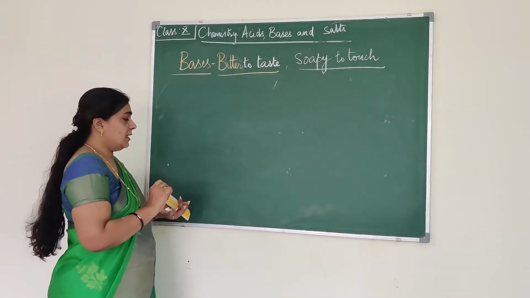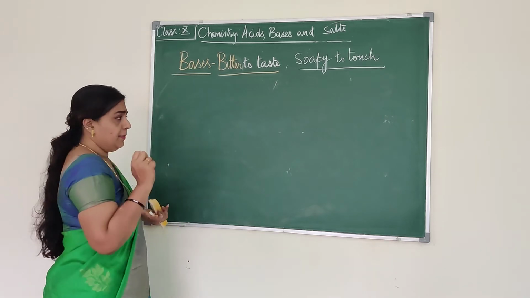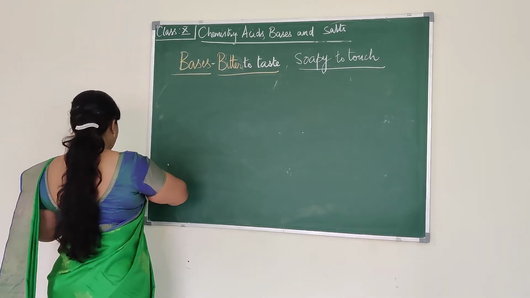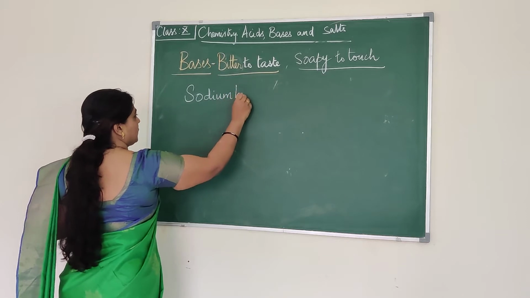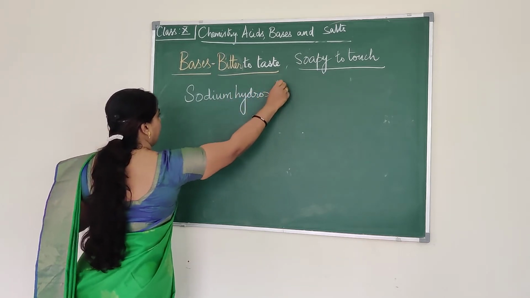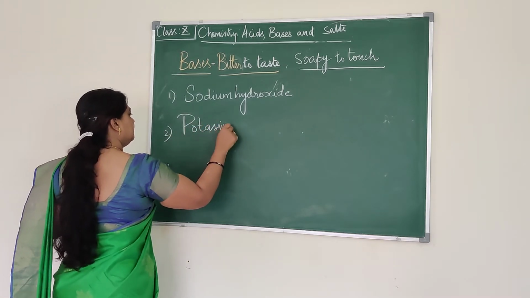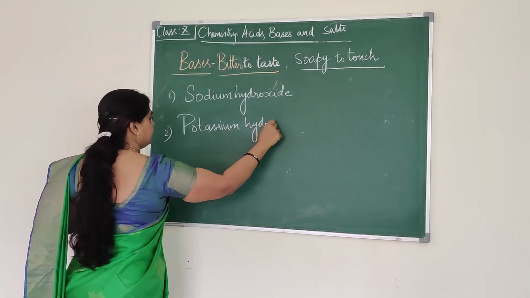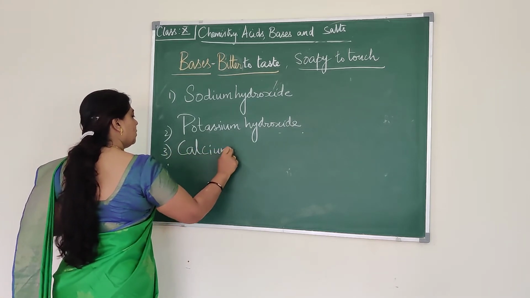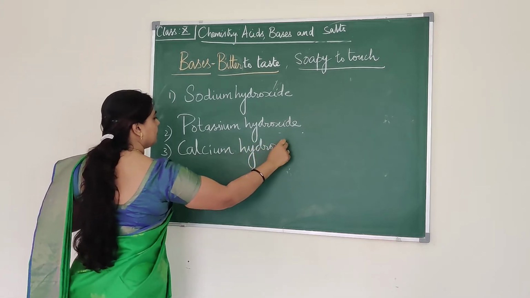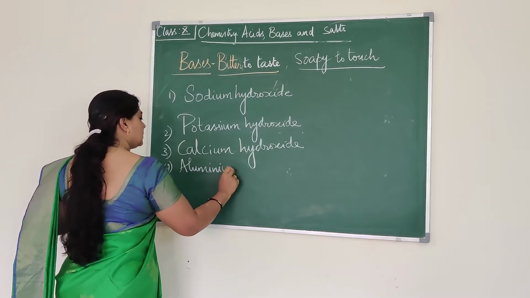So bases are bitter to taste. Let us learn a few examples of bases. One fine example which you can remember is sodium hydroxide. Potassium hydroxide. Calcium hydroxide. Aluminium hydroxide.